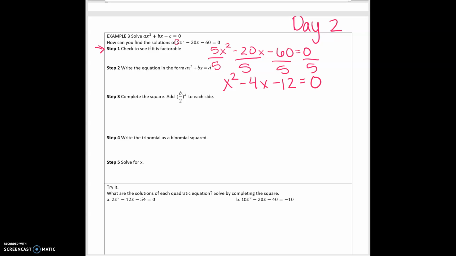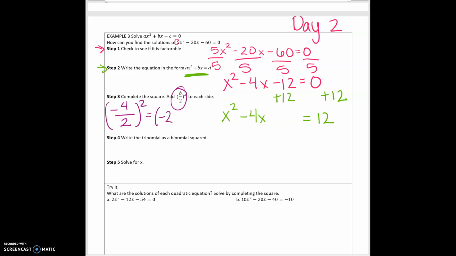And then we're going to do the next step, which is what we did the day before, where we're getting it in this form, so we need to add 12 on both sides. And remember, when we're completing the square, we're going to leave a blank spot right after this and equal it to 12. Because after we do that, we have to then add b divided by 2 squared on both sides. So in this case, b is negative 4, and we're going to divide that by 2, which is negative 2, and then we're going to square it, which gives us positive 4. And we're going to add that to both sides.